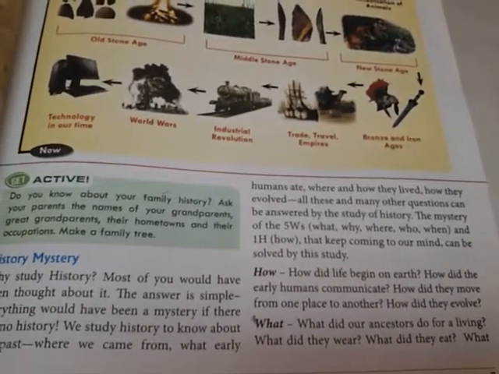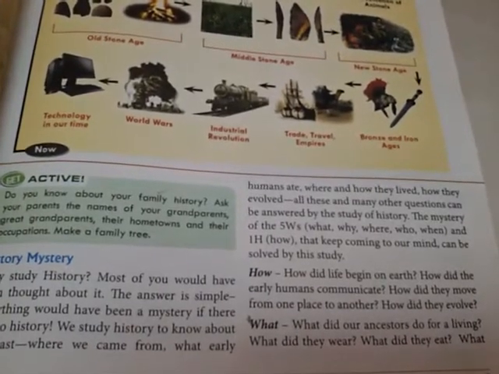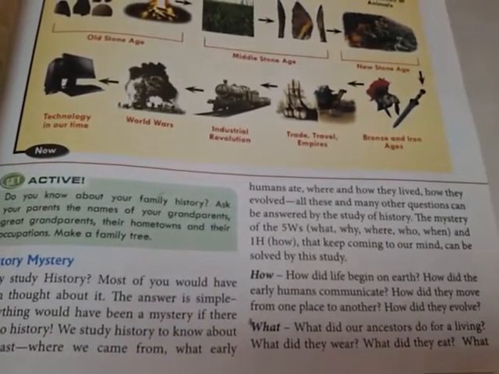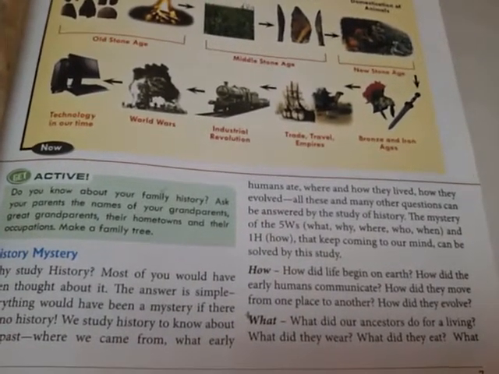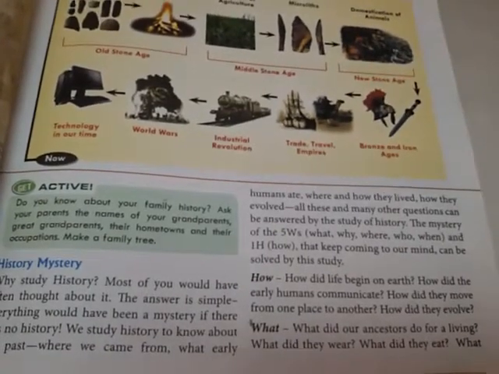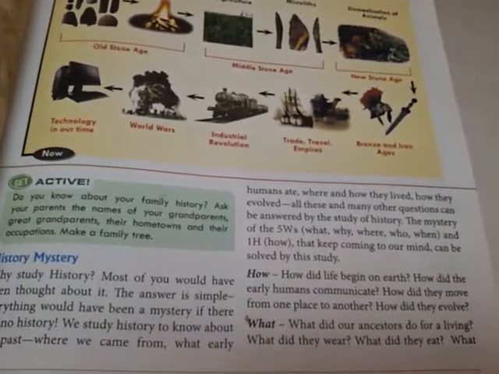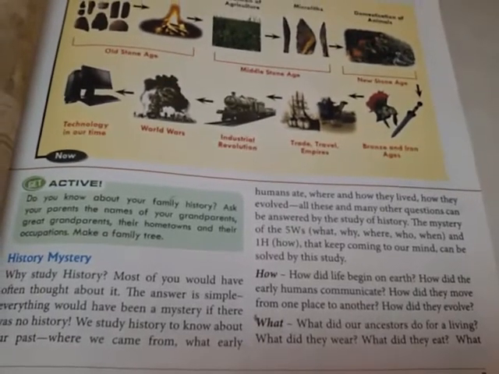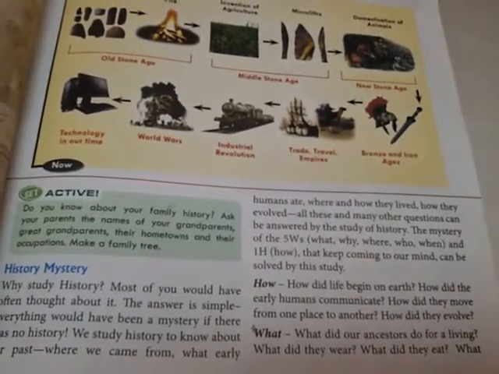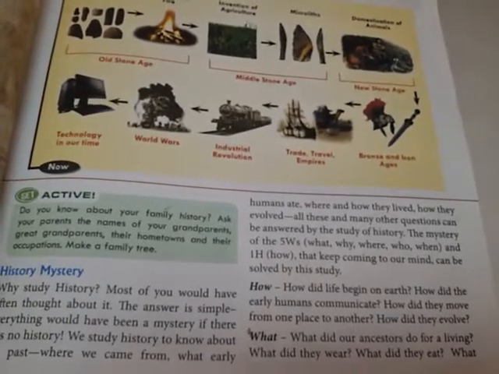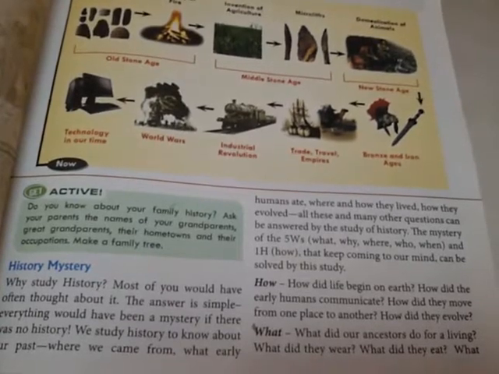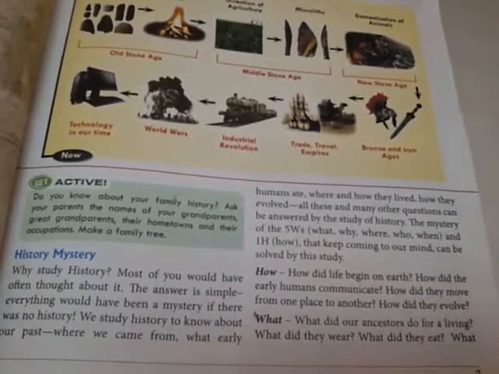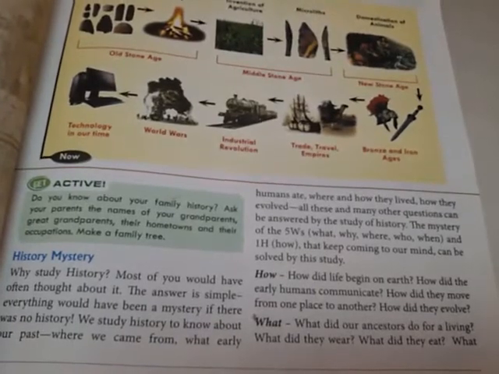Now, the mystery of the 5 W's. What, why, where, who, when. Now let's start with how. How did life begin on earth? How did the early humans communicate? How did they move from one place to another? How did they evolve? Etc. Now the second one is what. What did our ancestors do for a living? What did they wear? What did they eat?